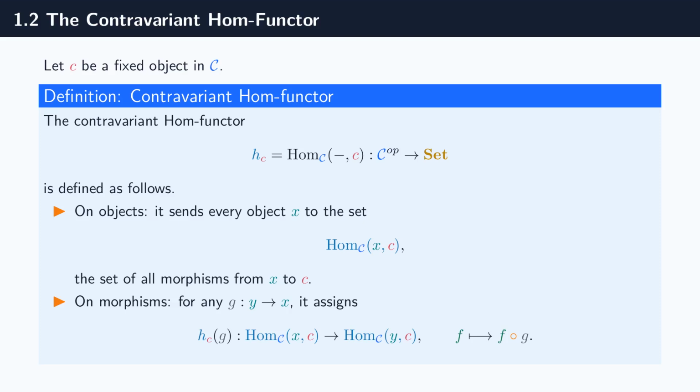Now we introduce the contravariant Hom-Functor. Fix an object C. The functor H sub C sends each object X to the set of all arrows from X into C. If we have an arrow g from Y to X, then H sub C sends it to a function that takes an arrow f from X to C and returns the composite f after g, an arrow from Y to C. This is precomposition.